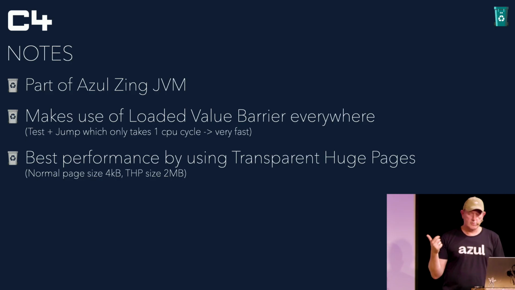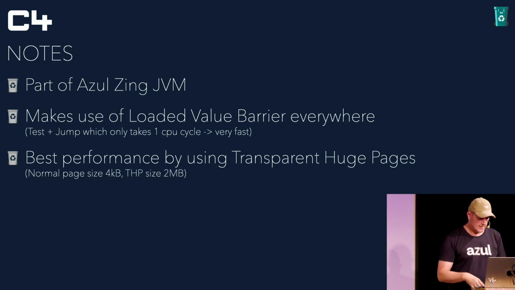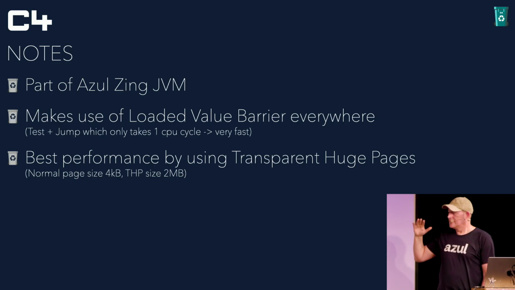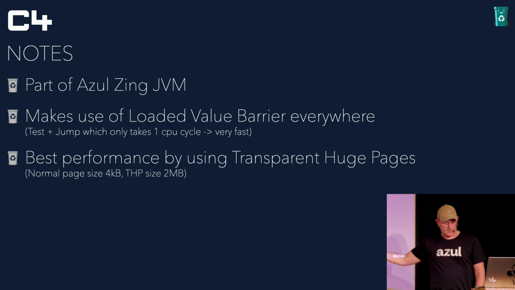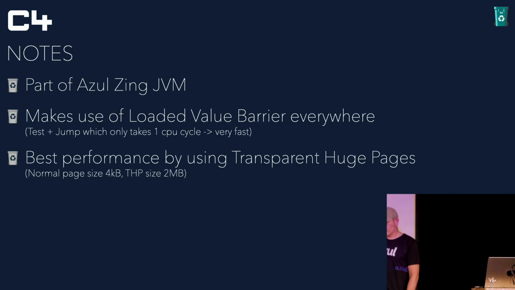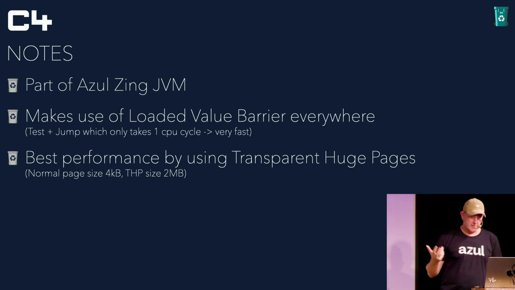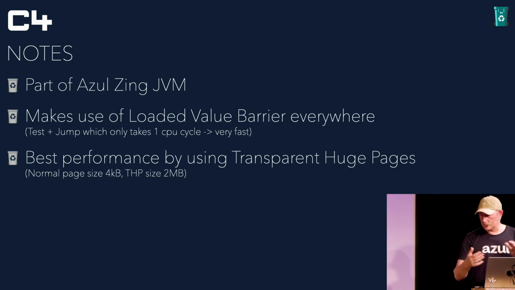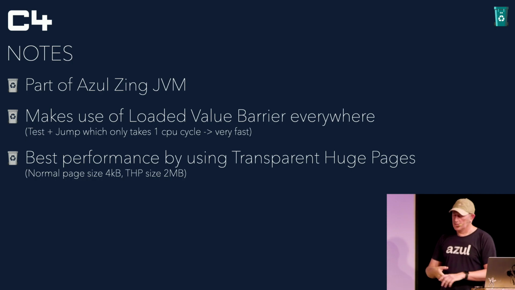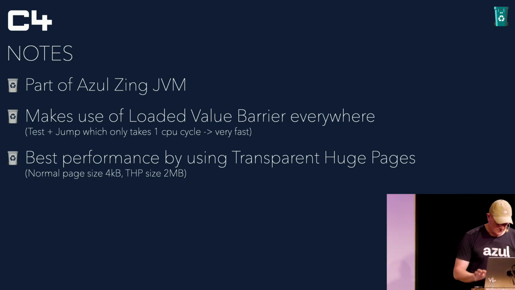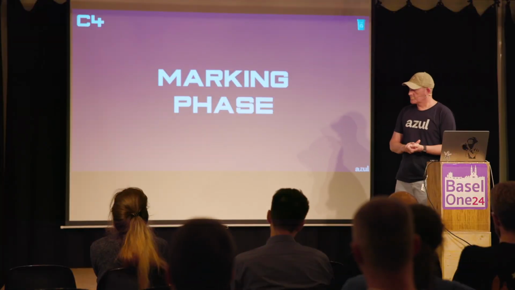So this is only available in Azul Zing, and we use only read barriers. Everything that I say now also applies to ZGC. We name it the loaded value barrier; in ZGC it's the colored pointer. That's how they name it. Same thing, same principles, all the same. If you're on Linux, transparent huge pages help a lot because they make the memory page bigger, which gives more power. And I will just shortly explain two phases.